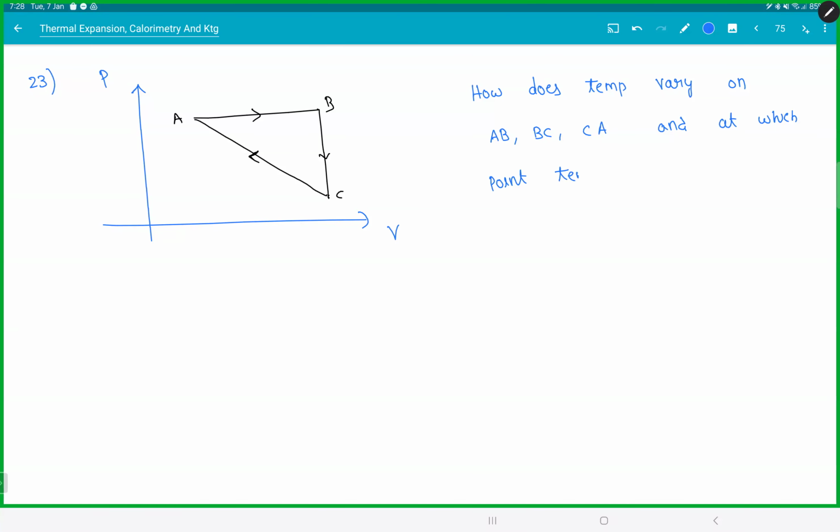So in this process ABCA, at some point temperature will go to maximum. Which point is that? That's it. There are no numbers, nothing. It's a theoretical one. So they will give you a graph like this and they'll expect you to answer. That is right, Purvaja. Get the first part also. So how does the temperature vary when you go from A to B, from B to C, and from C to A? So those are three questions.